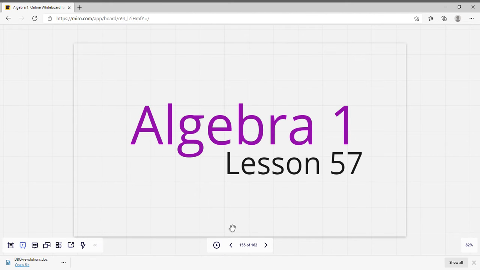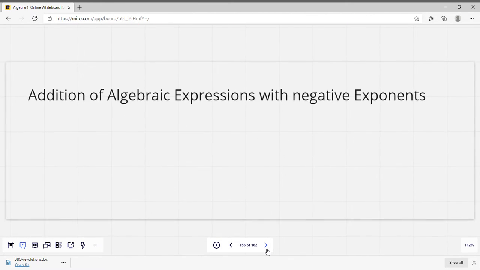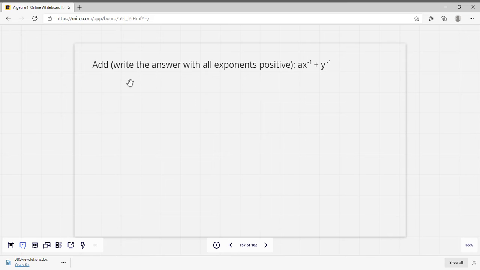Hi everybody, this is Algebra 1, Lesson 57, and this lesson covers addition of algebraic expressions with negative exponents. Alright, write the answer with all exponents positive.